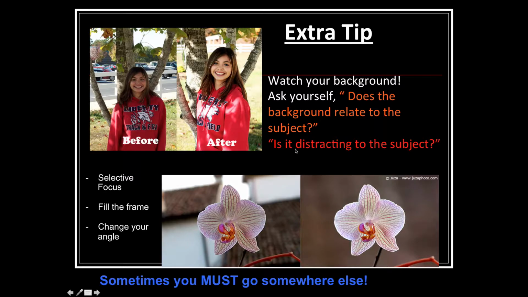Also ask yourself, is it distracting to the subject? So here we've got a picture of a flower, and the discolored background, where it's white and then dark and then light and then dark, is very distracting. Here you can see not only did they step to the side where it was all dark in the background, all one color at least, but again, they zoomed in and they used the portrait mode so they could really blur that background. So much better, much more interesting to look at.